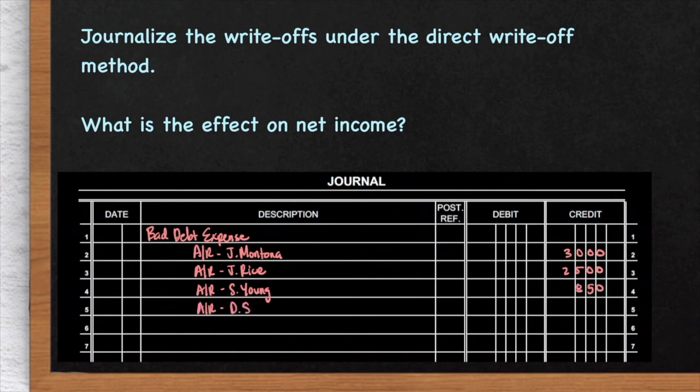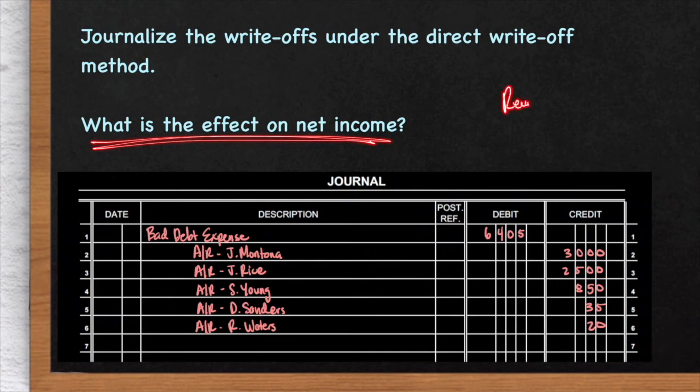Accounts receivable, Deion Sanders for $35. And one more account, accounts receivable, Ricky Waters for $20. So there, we credited all their accounts receivables. That will clear out their accounts receivable accounts and make them zero. Here, I wanted to combine the journal entry, and if you combined all those credits, it will equal $6,405.